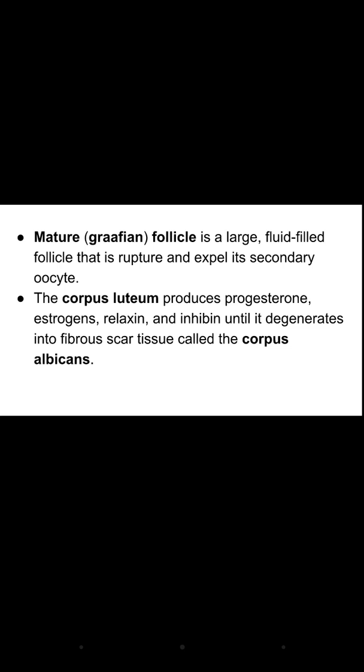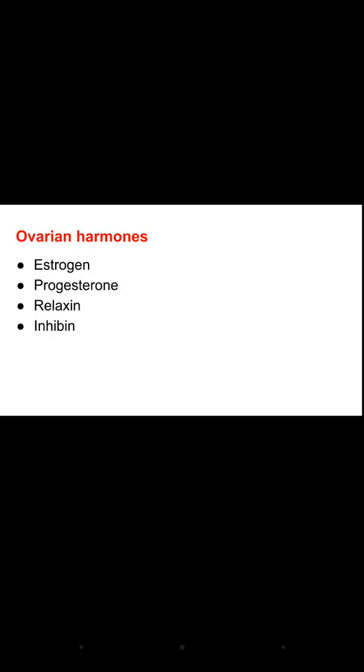Then the mature Graafian follicle is a large fluid-filled follicle and it ruptures and expels the secondary oocyte. The remaining portion is called the corpus luteum and it produces hormones. These are estrogen, progesterone, relaxin and inhibin. The corpus luteum then degenerates into fibrous scar tissue known as corpus albicans, that is the white body, while the corpus luteum is the yellow body. So the ovarian hormones are produced by the corpus luteum. What are these hormones? Estrogen, progesterone, relaxin and inhibin.